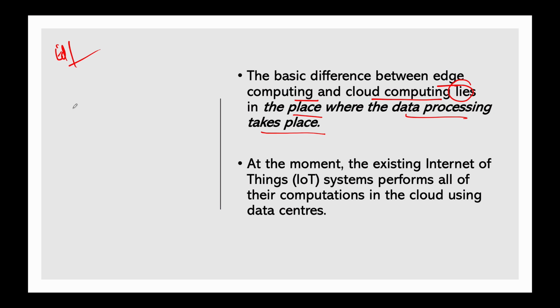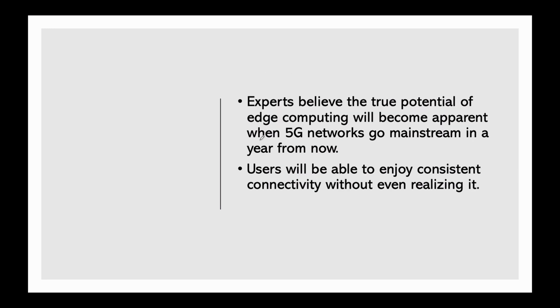At the moment, you know about IoT, Internet of Things systems perform all their computations in the cloud using the data centers. Edge computing, on the other hand, essentially manages the massive amount of data generated by these Internet of Things devices by storing and processing data locally. So that data doesn't need to be sent over a network as soon as it is processed. Only important data is sent. Therefore, an edge computing network reduces the amount of data that travels over the network because it is stored in edge computing ways.